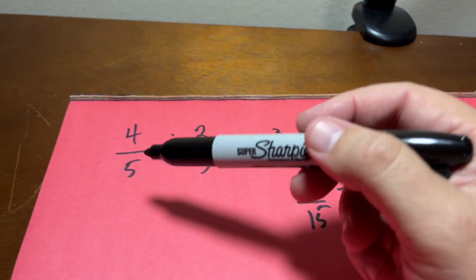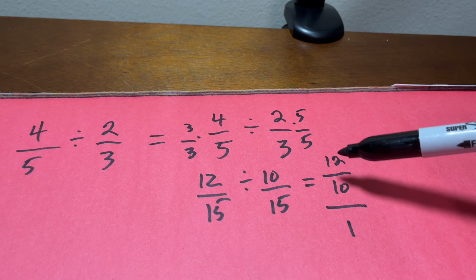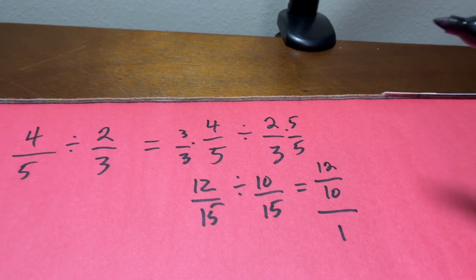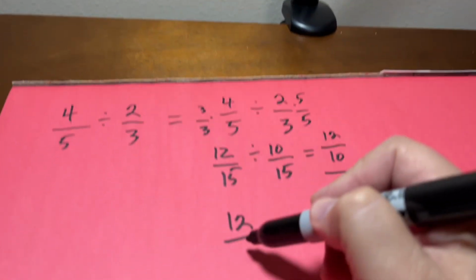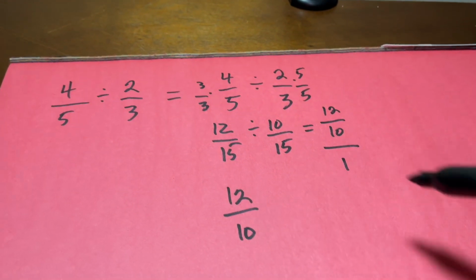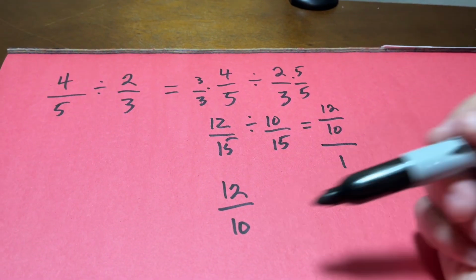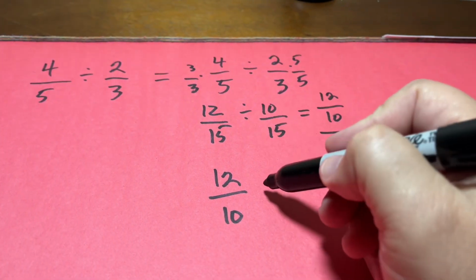So I started with a problem that was a division of fractions, but now I have a problem that is just a fraction, 12/10, and it's divided by 1. That's why I say it's just one fraction, because if you divide something by 1, it's just that number. Now what I want to do is reduce this.